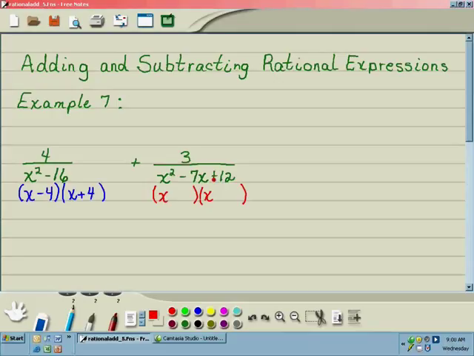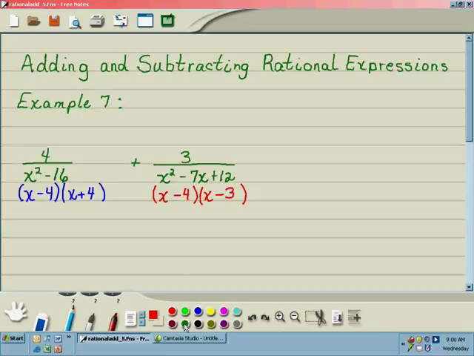The last term's positive, so both signs will be the same as the middle. So we'll have a minus and a minus, so we'll have our two subtracts. And we need to multiply to be 12 and add to be 7. So that'll be a 4 and a 3.